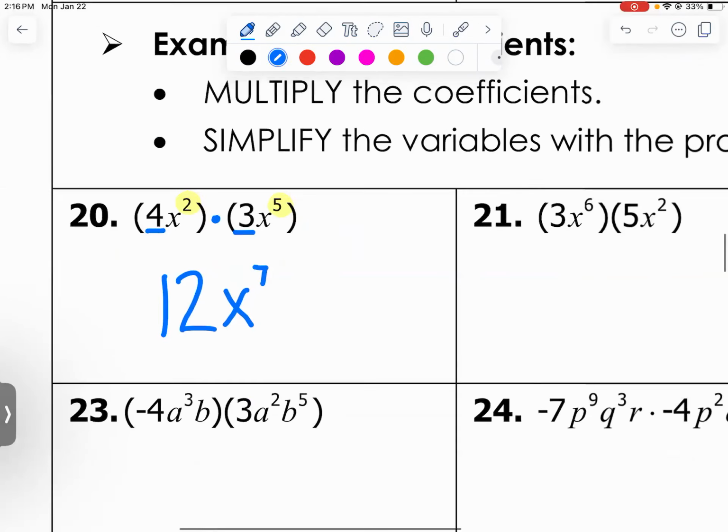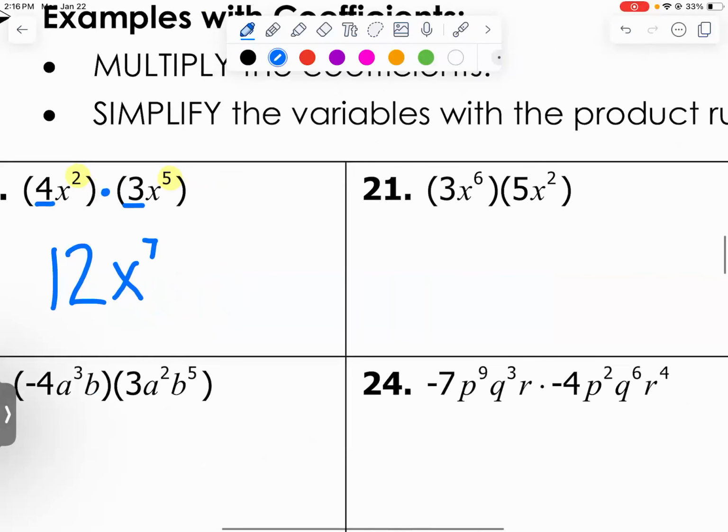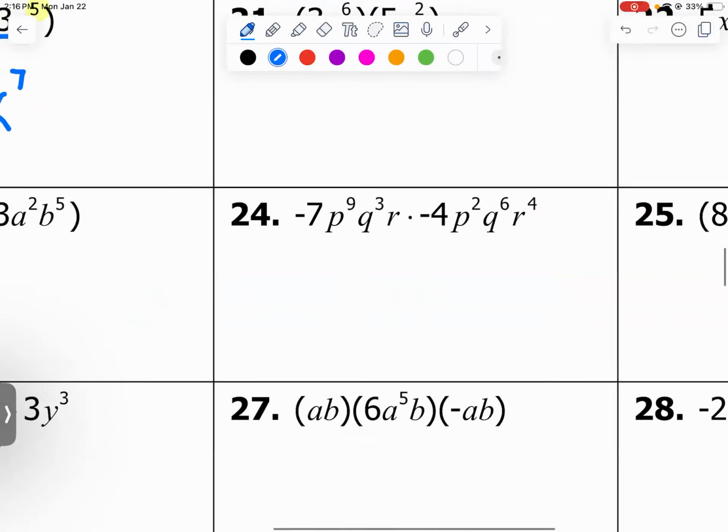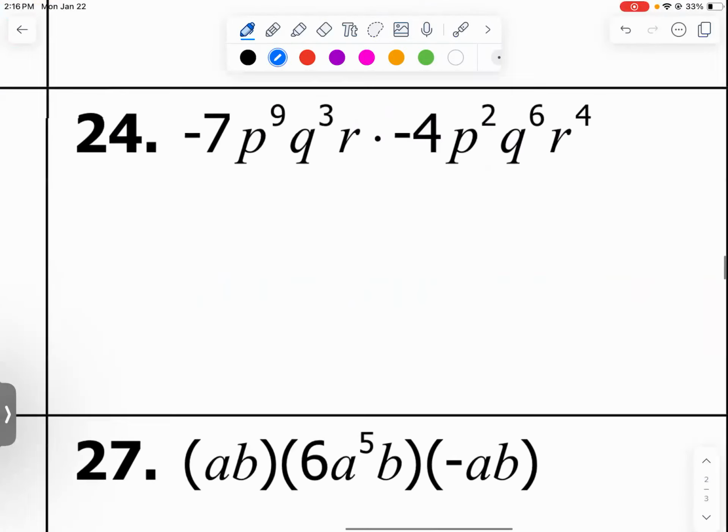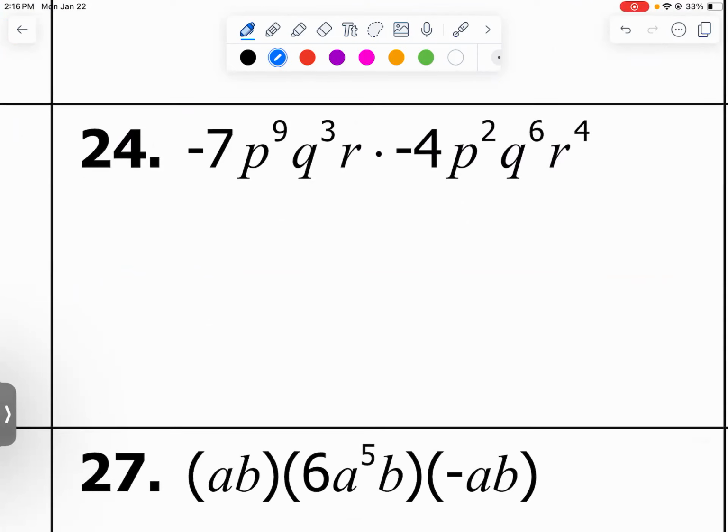Okay, somebody's freaking out over here about number 24. Let's go to 24. So here's our multiplication right here. Let's just do one thing at a time, Brooks. Are you ready? What is -7 times -4? I'm gonna let you try that again. -7 times -4.